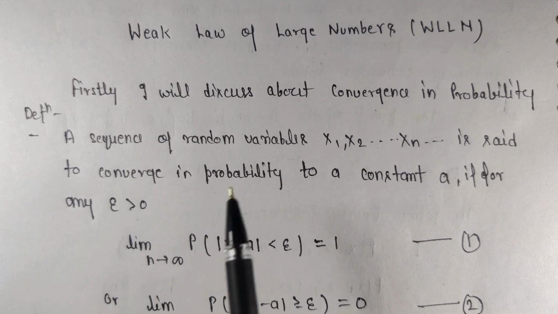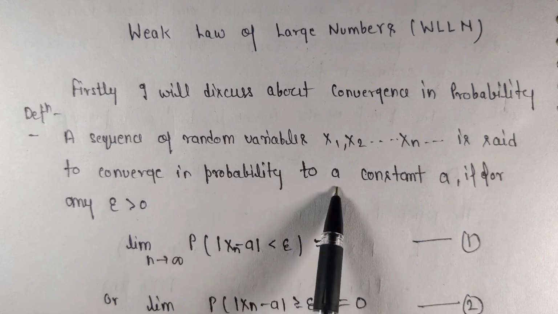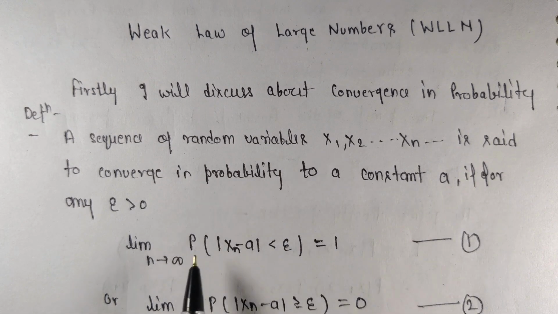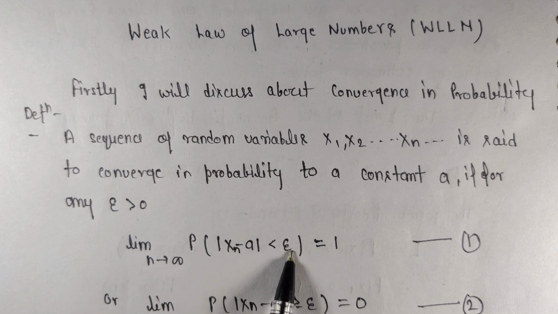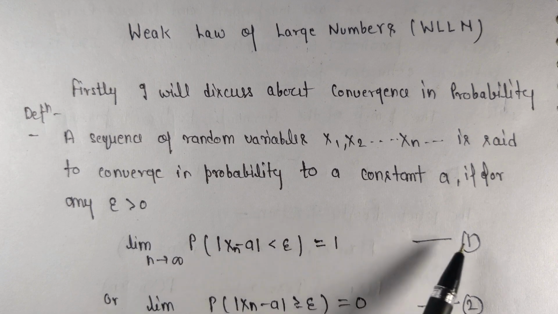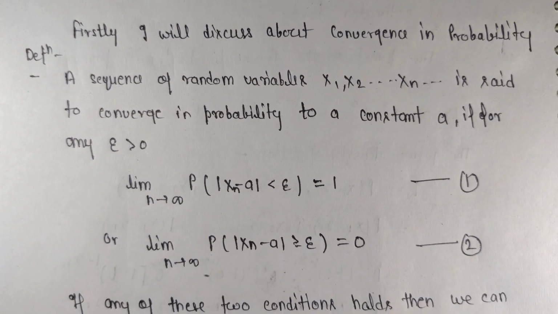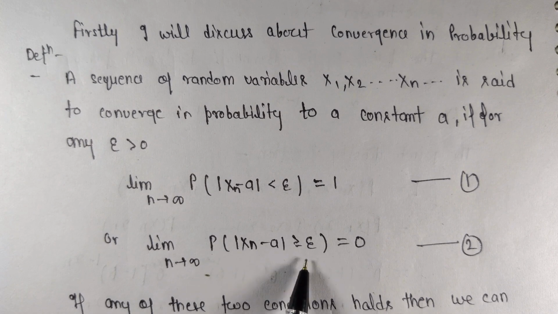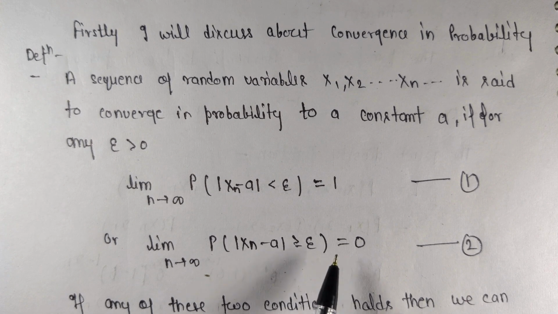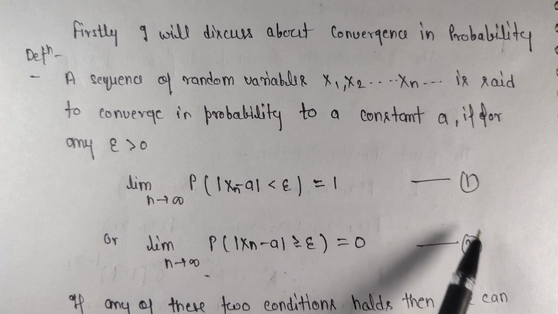So if x1, x2, ..., xn is said to converge in probability to a constant a, then we can write it as: the limit as n tends to infinity of P(|xn - a| < epsilon) is equal to 1. This is the first condition. And the second one: the limit as n tends to infinity of P(|xn - a| >= epsilon) is equal to 0. So these are two conditions.